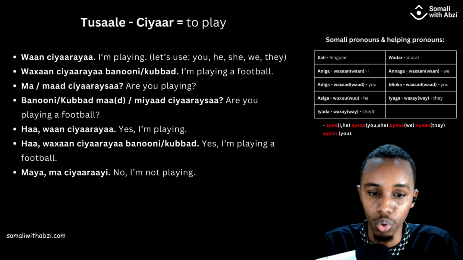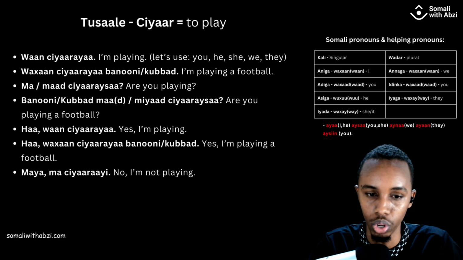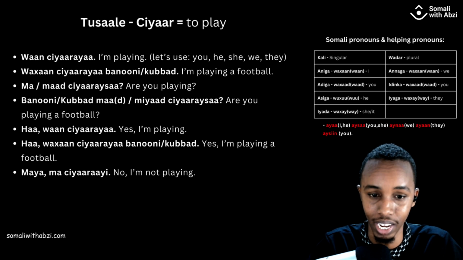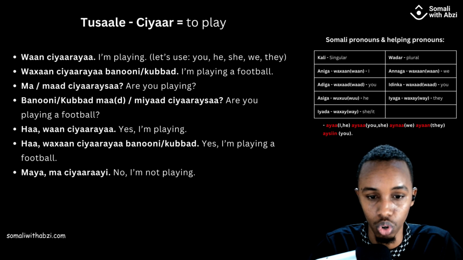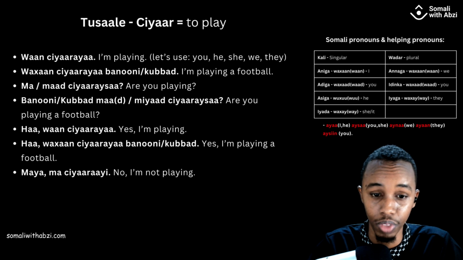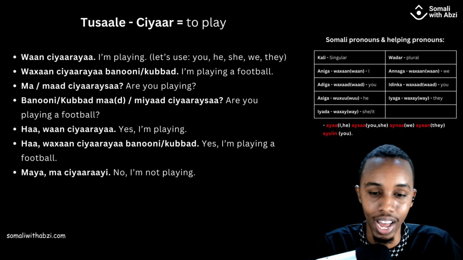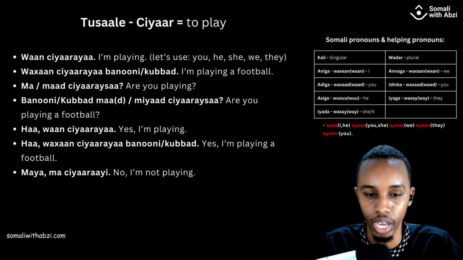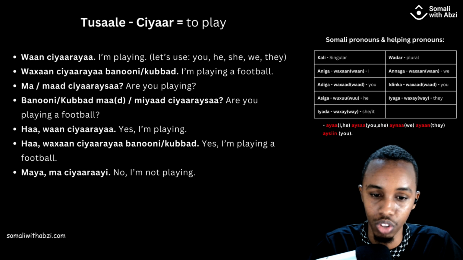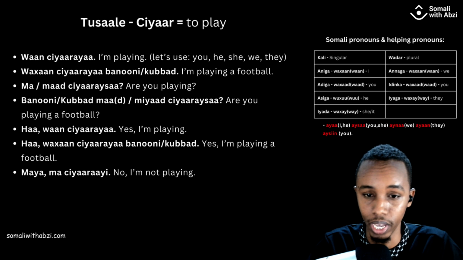Okay, so for question, you just need the question word ma or maad, depending on whether it's koofur or waqooyi Somali. So ma ciyaaraysaa or maad ciyaaraysaa. And then you can also make a complete sentence. Banooni ma ciyaaraysaa, or kubad miyaad ciyaaraysaa. For answer, ha waan ciyaarayaa. You can also say ha, or you can only say waan ciyaarayaa. For complete answer, ha waxaan ciyaarayaa banooni, or ha waxaan ciyaarayaa kubad. But that's not helpful. You already know that. So you just say ha only. Or just say waan ciyaarayaa. For negative answer, vowel I is very useful at the end of the verb. So maya ma ciyaarayi. Just say maya, or just say ma ciyaarayi.